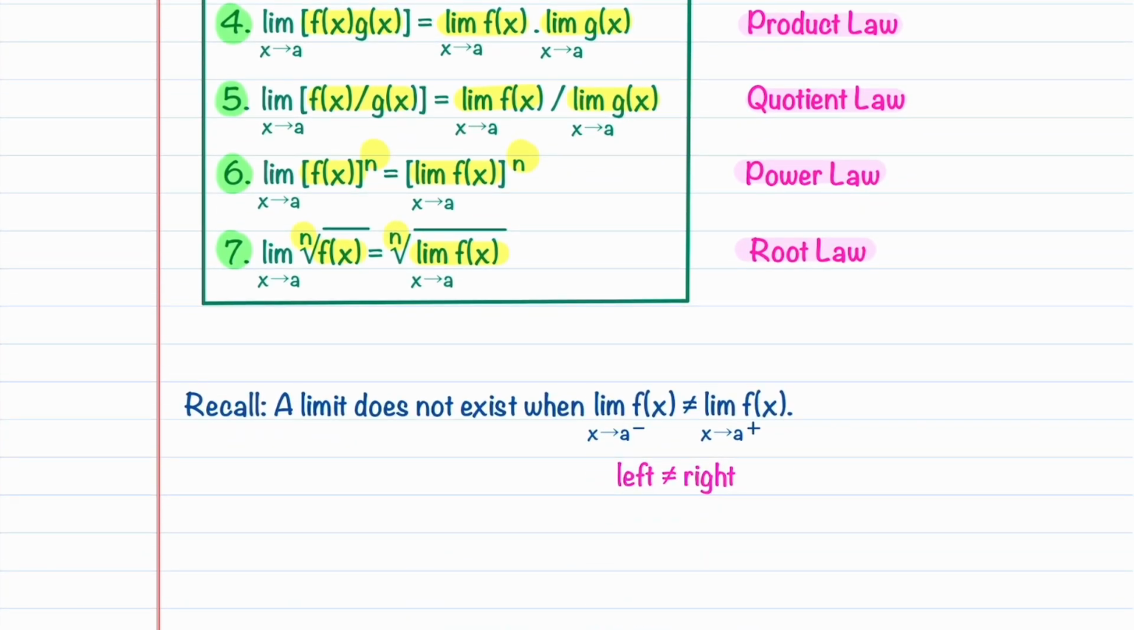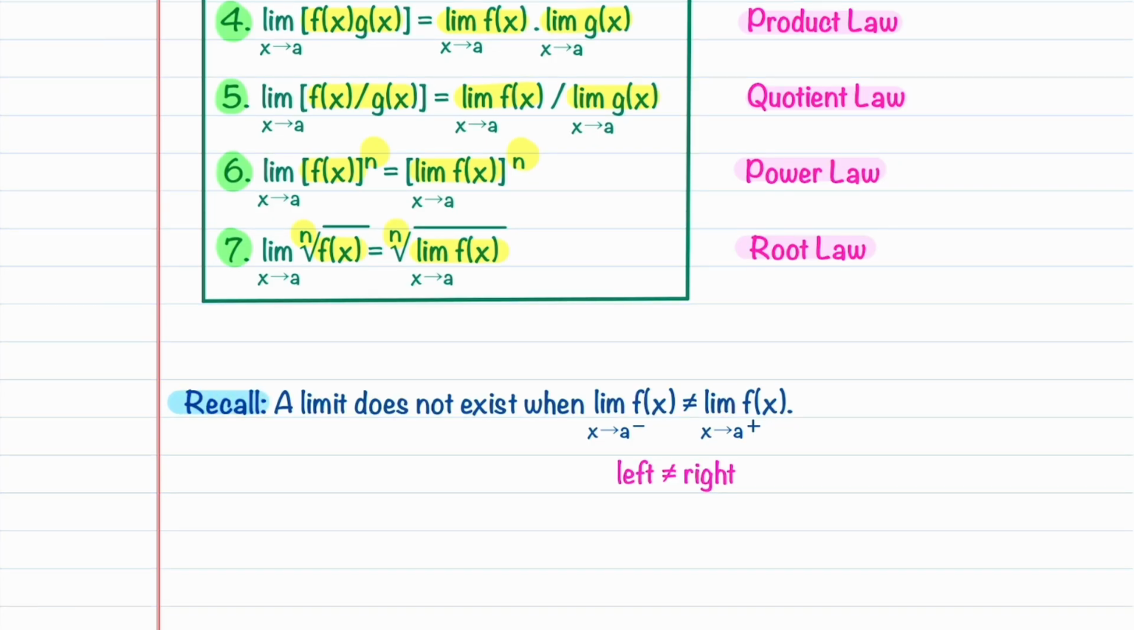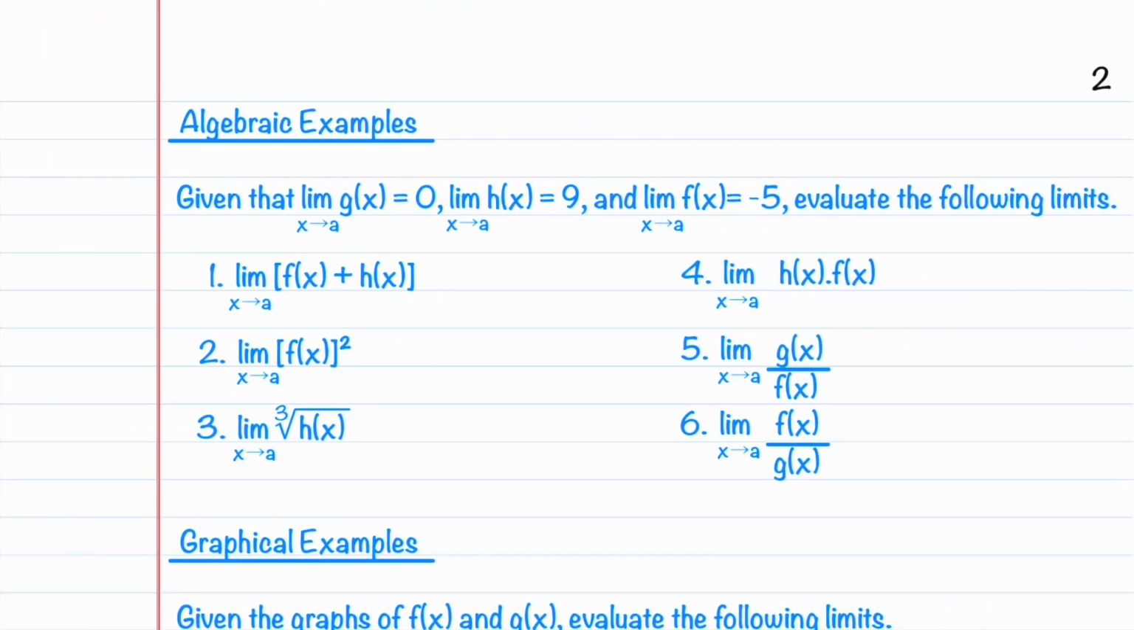We're going to be looking at some examples next, and for some of these examples, we're going to need to remember that a limit does not exist when the left-hand limit does not equal the right-hand limit. We're going to look at some examples where we're going to use limit laws to evaluate some limits. We're going to start with some algebraic examples.